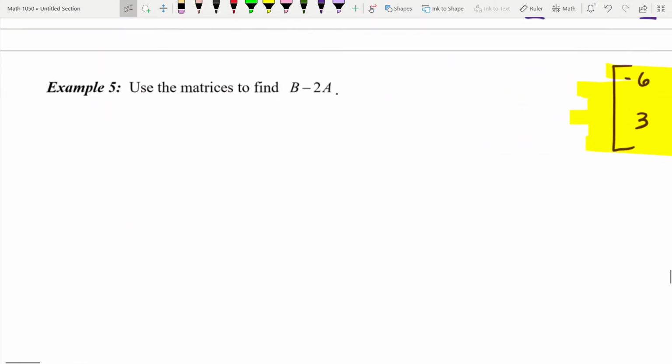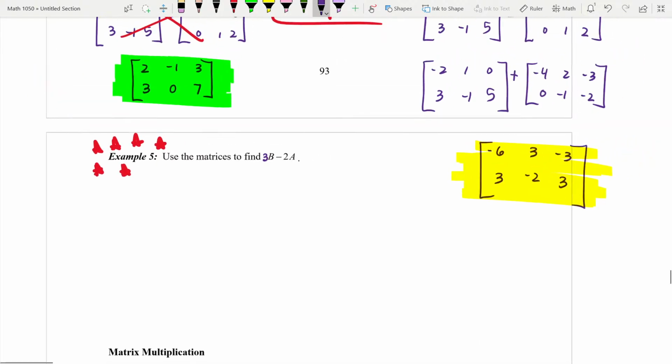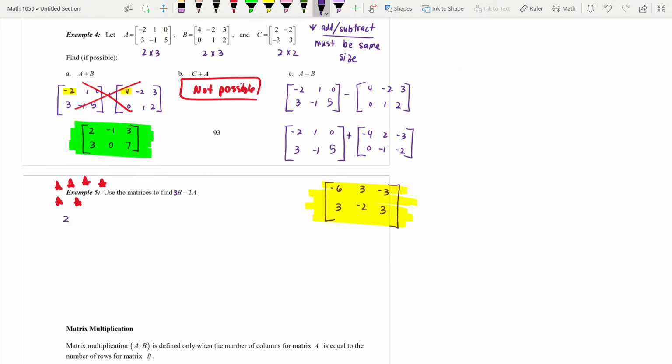Okay, question 5. I want you to put stars around question 5. I am hoping that this will be on your final because it's very easy. Okay, I am going to change the problem. I want you to make it a 3B minus 2A. So I want you to put a 3, and then I want you to put matrix B, which is 4, negative 2, 3, 0, 1, 2. And then I want you to go minus 2 times matrix A, which is negative 2, 1, 0, 3, negative 1, 5.